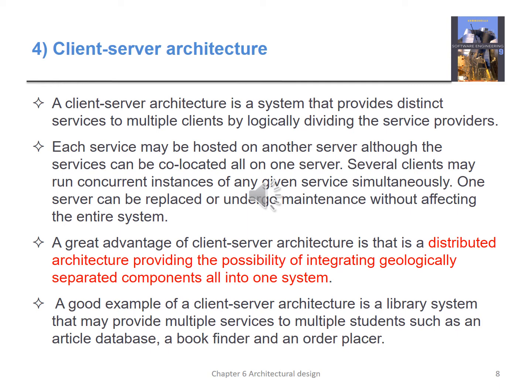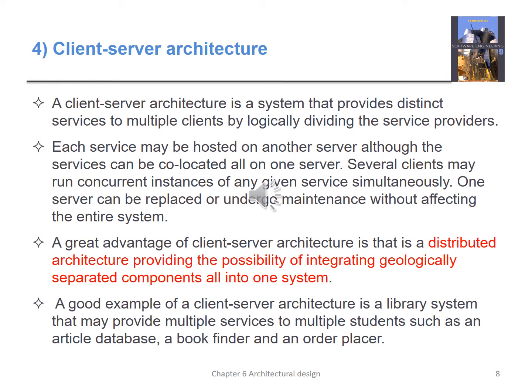Client-server architecture is a system that provides distinct services to multiple clients by logically dividing the services by the service provider. Each service may be hosted on another server, although the services can be co-located all on one server. Several clients may run concurrent instances of any given service simultaneously. One server can be replaced or undergo maintenance without affecting the entire system.